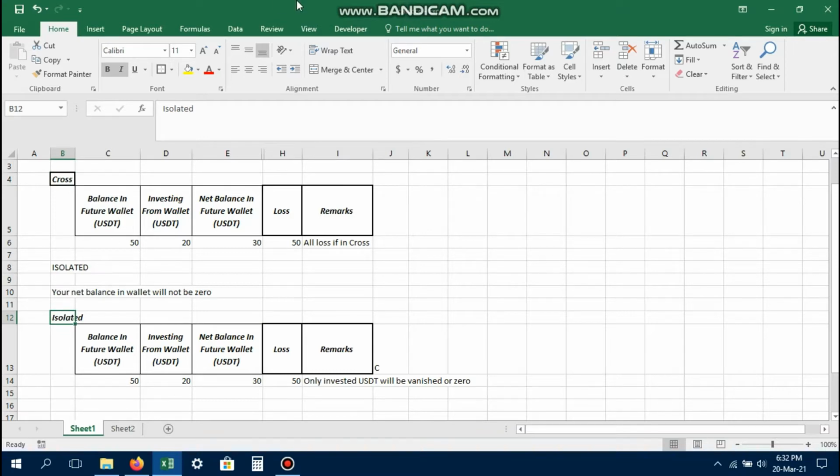I'll tell you again. In cross, if you have 50 in your balance, you invested 20, net is 30, and if the coin price comes to the liquidation price, all will be in loss. But in isolated, you have 50, you invested 20, and net balance 30. If you get the loss, only the invested USDT will be vanished or zero.